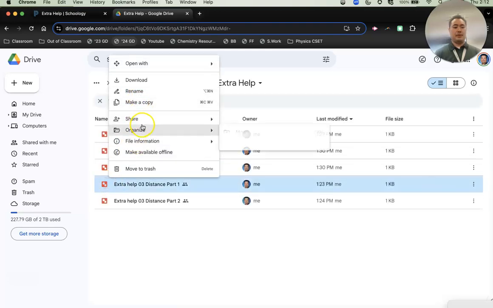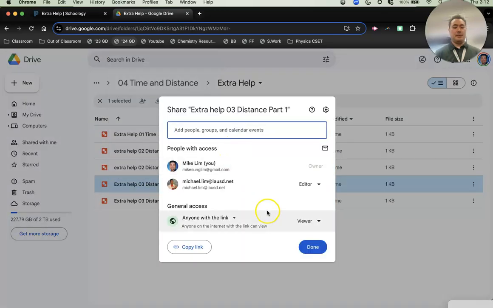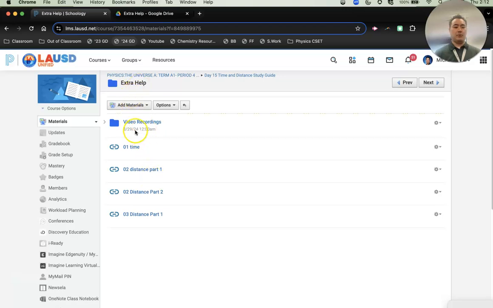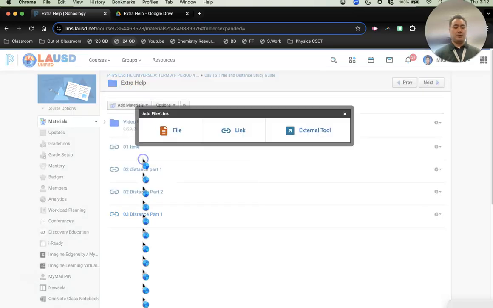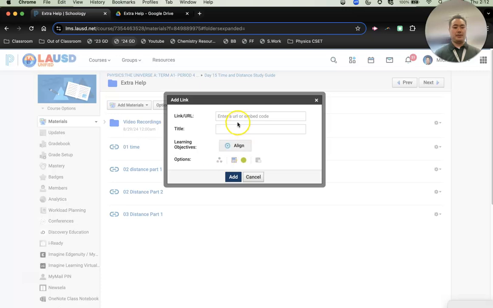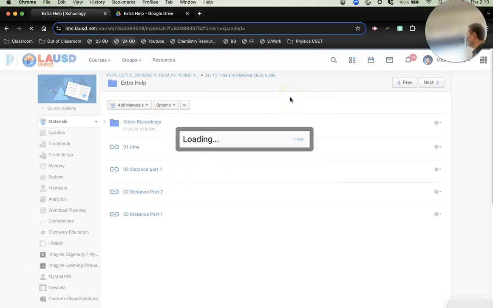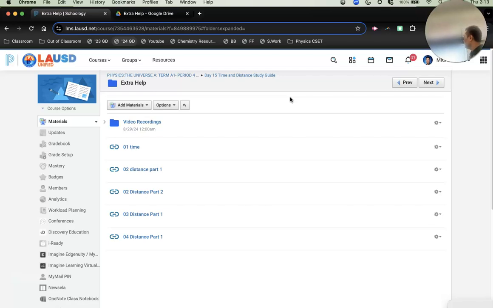So this first link is going to be called Extra Help 03. I'm going to put it in our Extra Help folder. Not the recordings, because I'm making it right now, but the notes. So I'm going to call this 04 Distance Part 1. Refresh your page in the Extra Help folder, and everyone should have this link, 04 Distance Part 1.